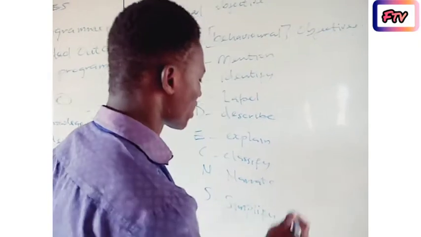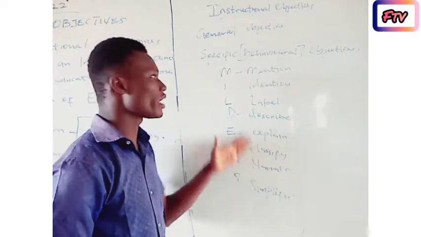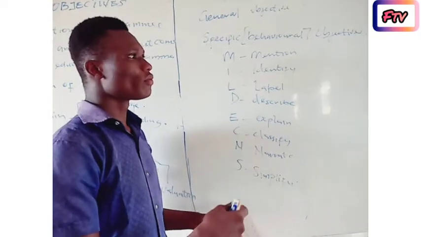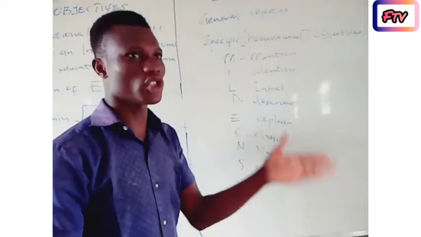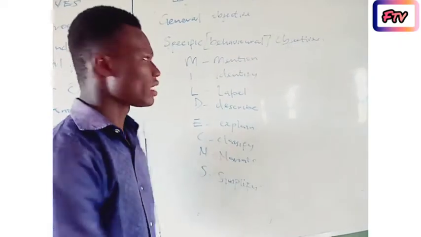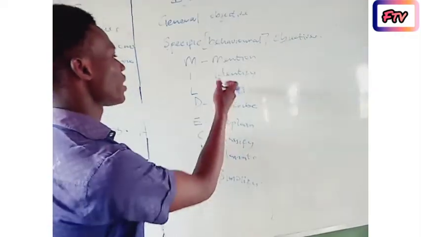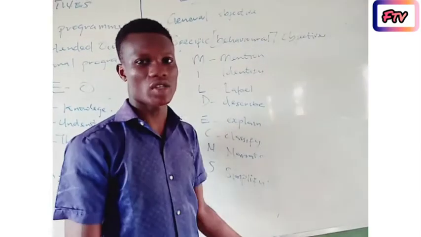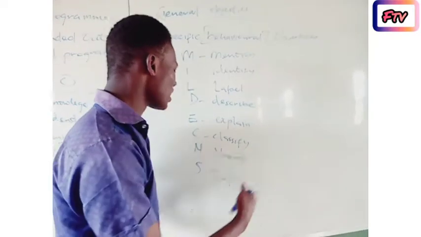Now, at the end of each topic, students must be able to undergo all these things. Must be able to mention 5 types of noun. We have the proper noun and all sorts. Must be able to mention them. Now, in the following sentence, identify the noun in the sentence. That is what? Identification. Students must be able to identify. Must be able to label. They must be able to describe. What type of noun is this? Okay, love. What type of noun is love? That is the abstract noun. Must be able to describe. Must be able to explain, classify, narrate, and simplify.